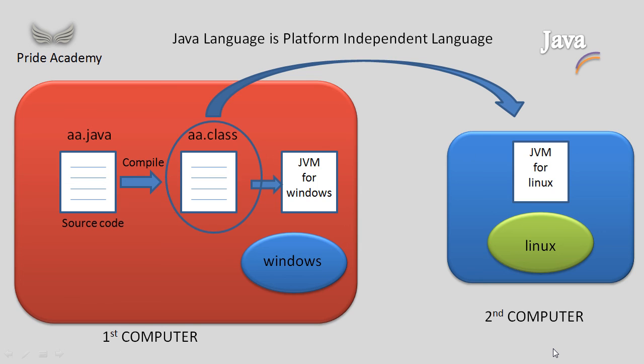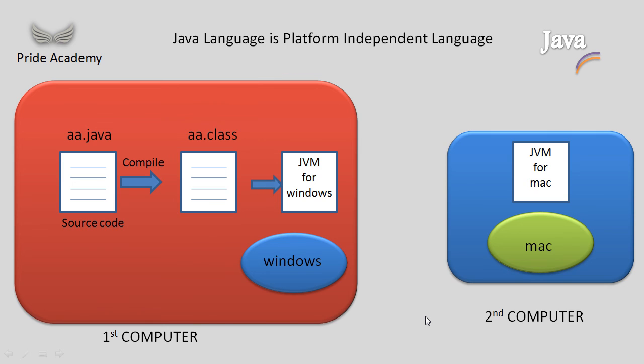So this is the architecture, this is the way in which a program which is created on one computer can easily run on a second computer, or an application developed on one computer can easily run on a second computer. It doesn't rely on the operating system, it doesn't depend upon the operating system. So there are different operating systems. Here it was Windows, here was Linux, but still the program runs.